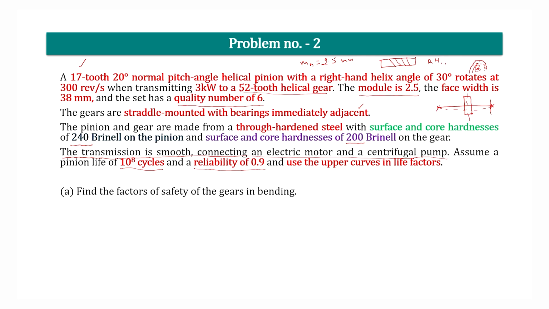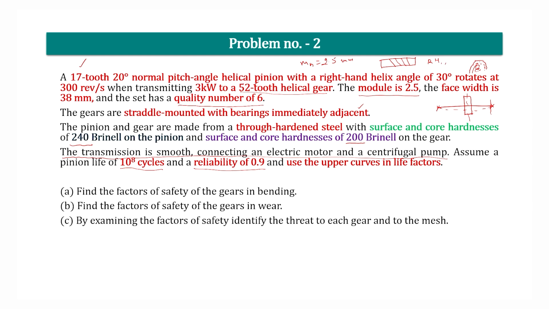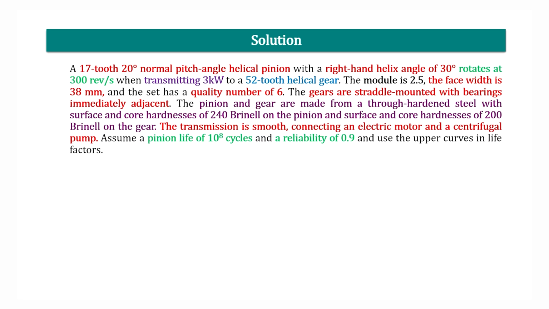Now, the question is, find the factors of safety of the gears in bending, then find the factors of safety of the gears in wear. Then, by examining the factors of safety, identify the threat to each gear and to the mesh. So, these values are given. The number of teeth on the pinion is 17, the pressure angle phi n is 20 degrees, the rps of the pinion is 30, and the power you want to transmit is 3.0 kilowatts. It is given here.